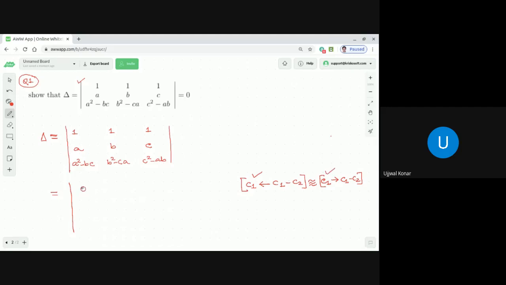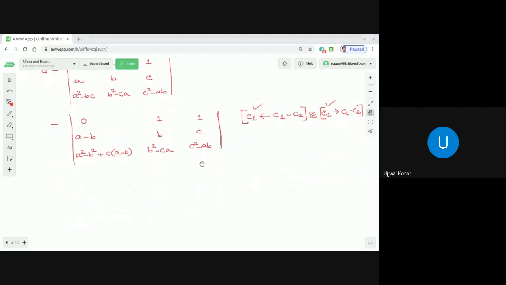So what will happen? It is 0, then A minus B, then A square minus B square plus C into A minus B. Then the remaining columns remain the same, that is 1, B square minus CA, 1, C square minus AB. Correct, dear students? After that, what I'm going to do is make the new second column the old second column minus the column 3.